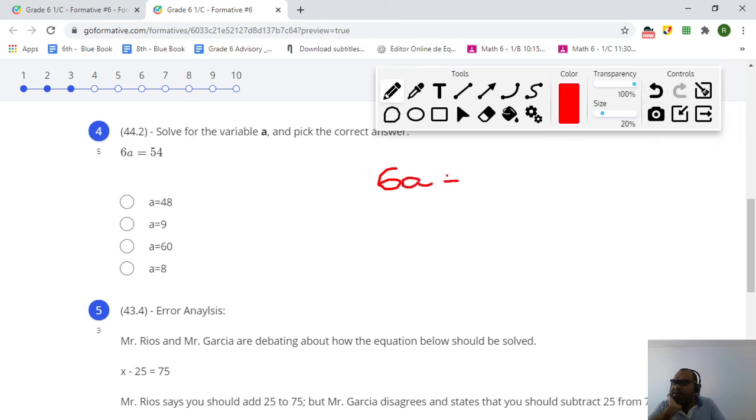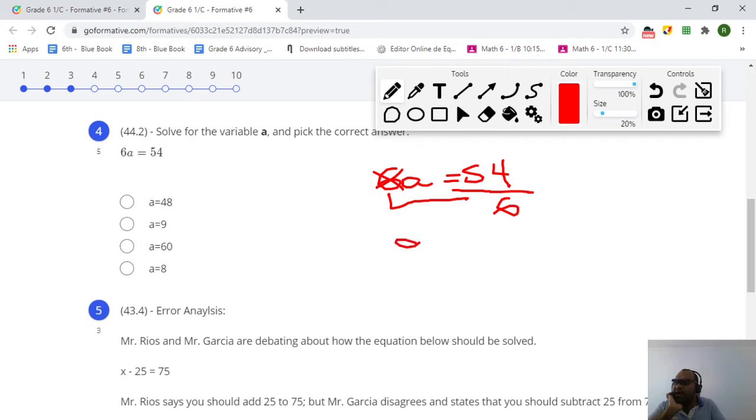6a equals 54. Where is the variable? The variable, mister, as you can see, is here, tied to the 6. And what is the math operation tied to the variable? Guys, it is multiplying by 6. What is the opposite of multiplying by 6? It is, mister, dividing by 6. Divide by 6. Goodbye, 6 over here.